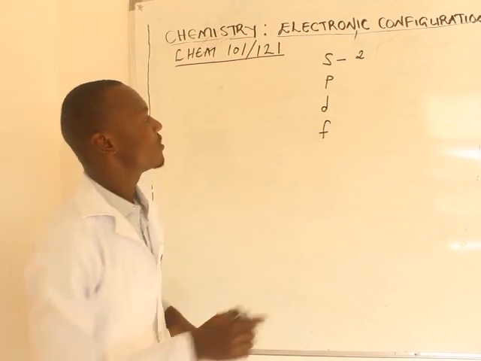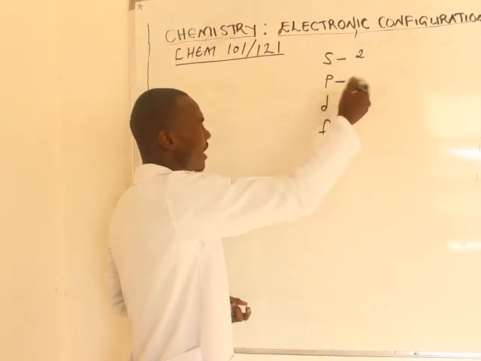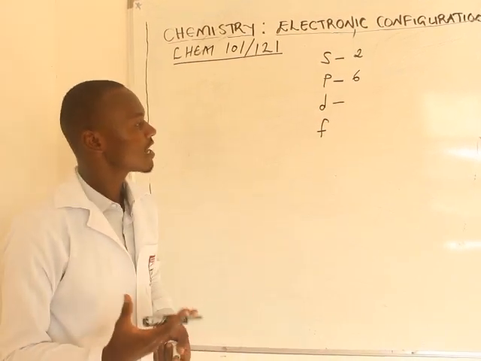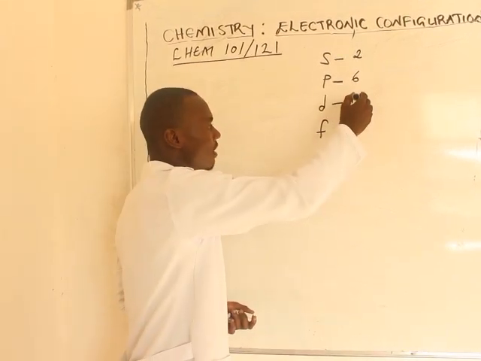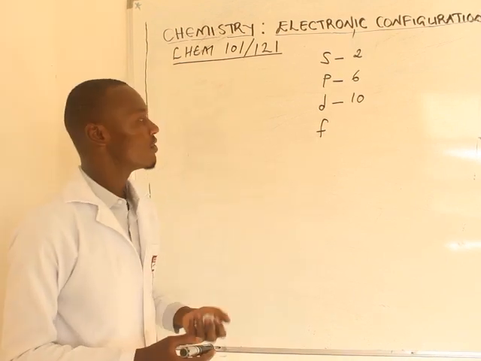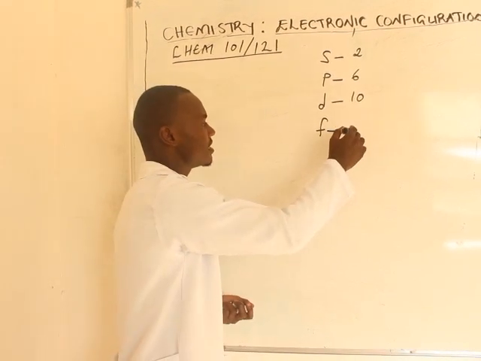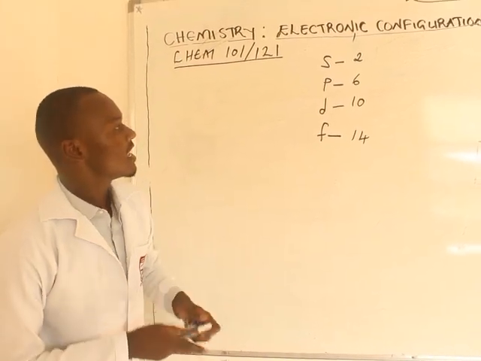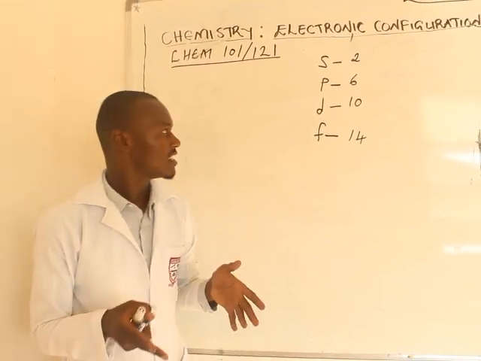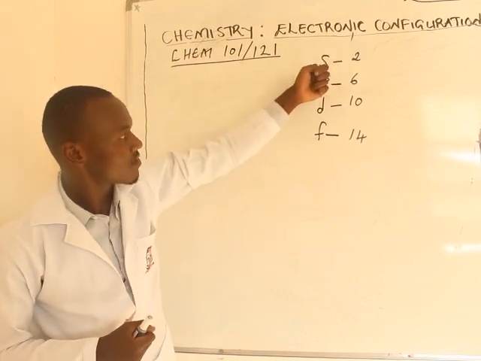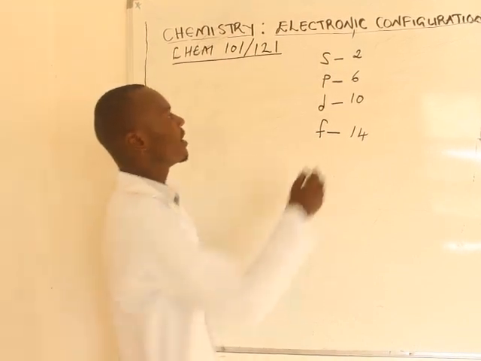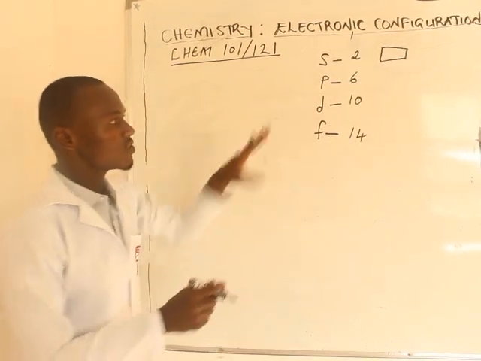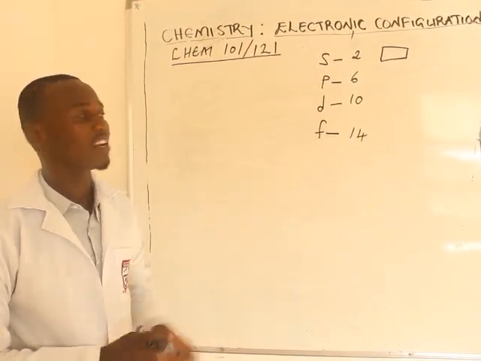In the p orbital, the maximum number you can distribute is 6. In the d orbital, the maximum number is 10. Then in the f orbital, the maximum number you can distribute is 14. And you have to note that electrons are being paired. So if we pair these electrons, you simply have just an orbital. Why? Because that orbital accommodates a pair of electrons.